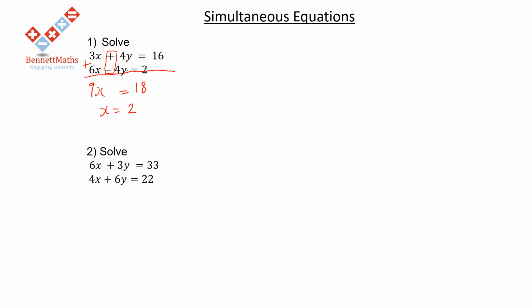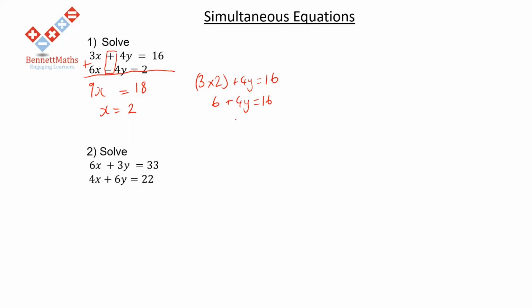Our next step is we want to find the value of y. So we're going to substitute this value of x equals 2 into either of those equations. I'm going to go for the top equation. So I do 3 times 2, add 4y equals 16. That gives me 6 plus 4y equals 16.